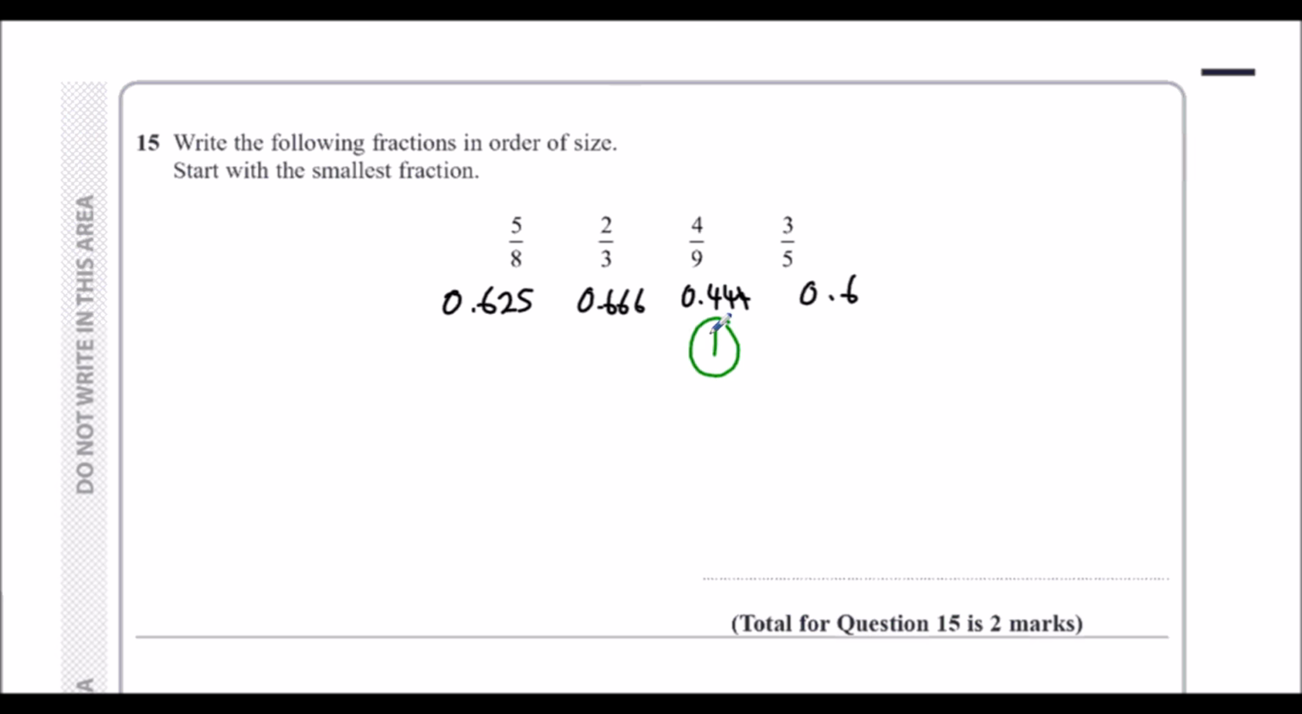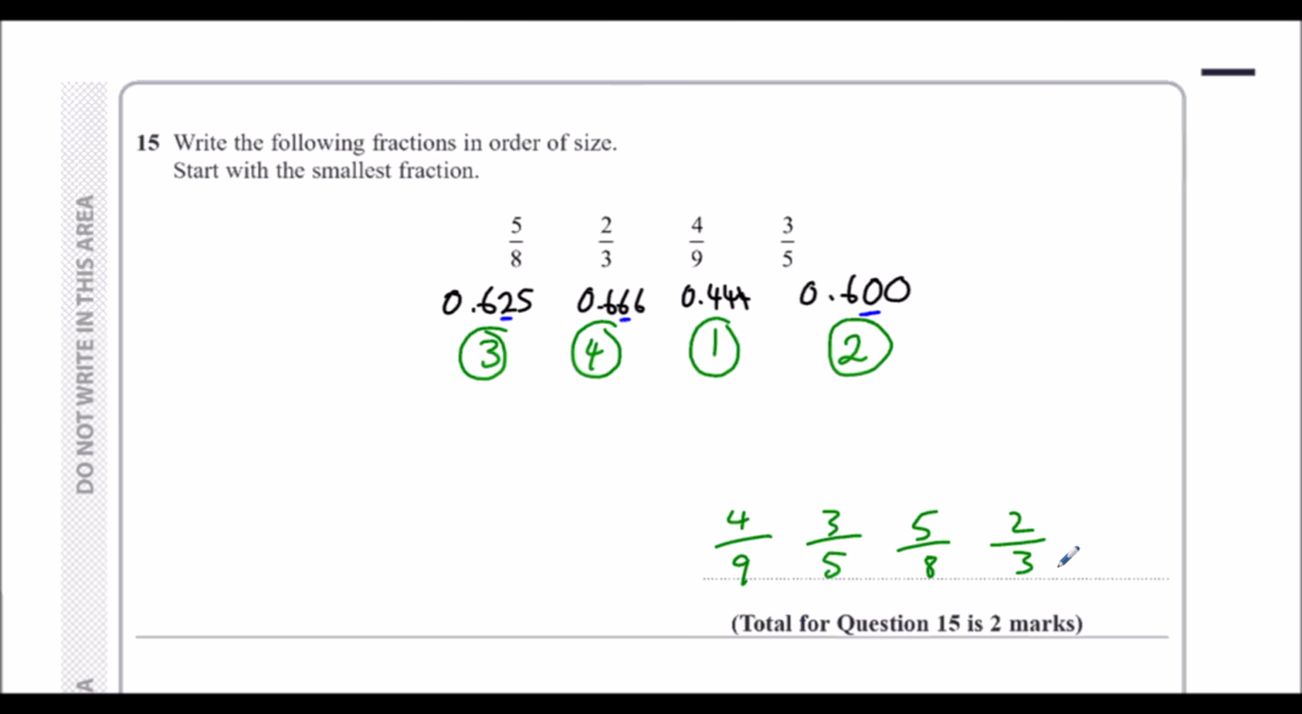Looking at the tenths, we've got 6, 6, 4 and 6, so 4 must be the smallest. Then on to the hundredths. So we've got a 0 here, a nothing, a 2 and a 6. So the nothing is smallest, then the 2, then the 6. So we have 4/9, then 3/5, 5/8, and 2/3.